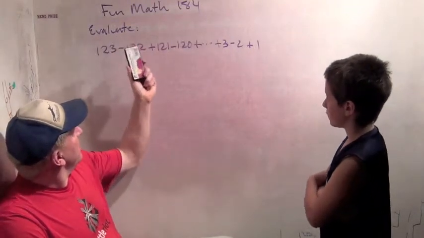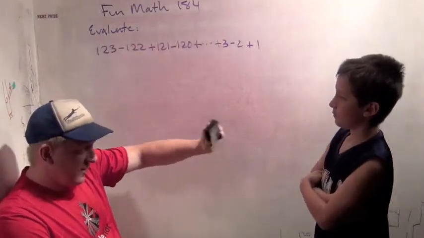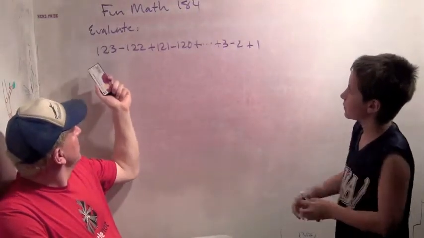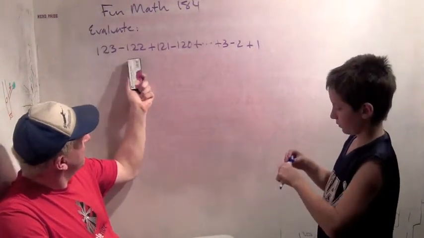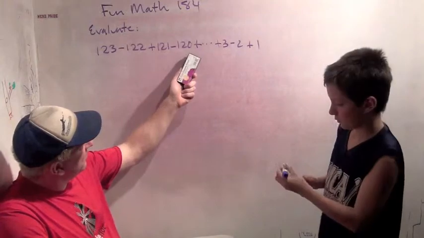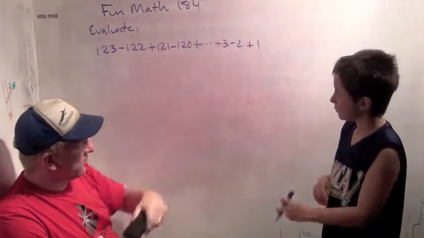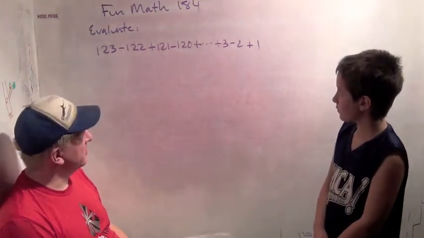So here we go. Evaluate, and this is based on problem number 16 from the 1990 AMC8. Evaluate 123 minus 122 plus 121 minus 120 plus ... plus 3 minus 2 plus 1. Okay, how would you approach this problem?